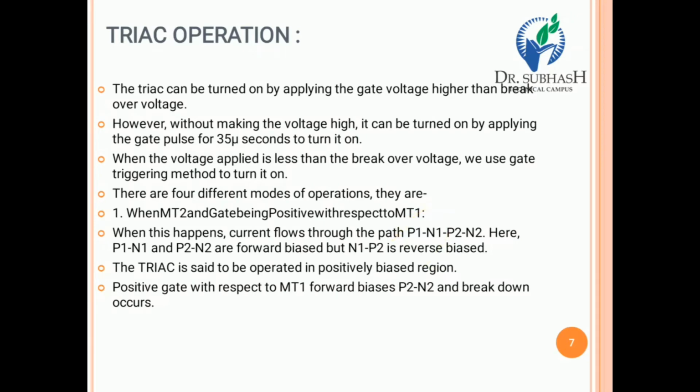Now the triac operation. The triac can be turned on by applying a gate voltage higher than the breakover voltage. However, without making the voltage high, it can be turned on by applying a gate pulse for 35 microseconds. When the voltage applied is less than the breakover voltage, we use the gate triggering method to turn it on. So the gate triggering method is most applicable when the voltage applied is less than the breakover voltage, right?